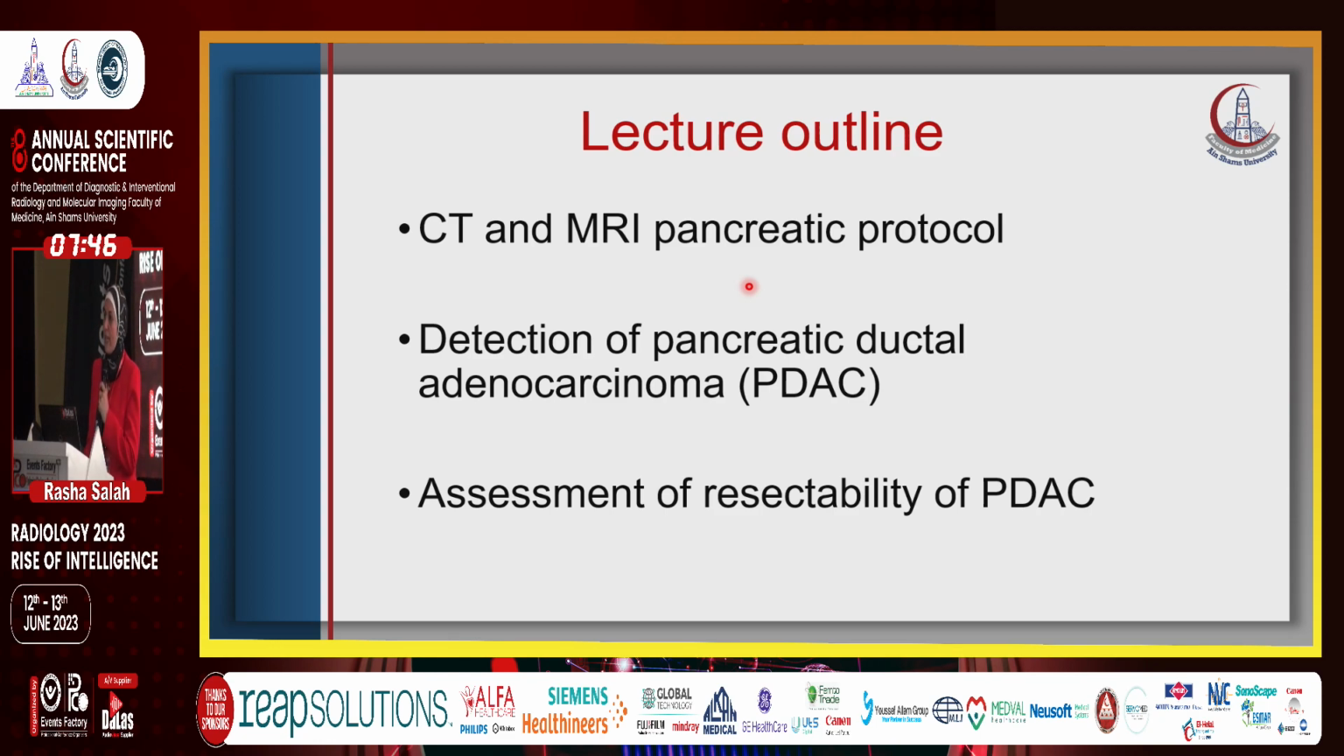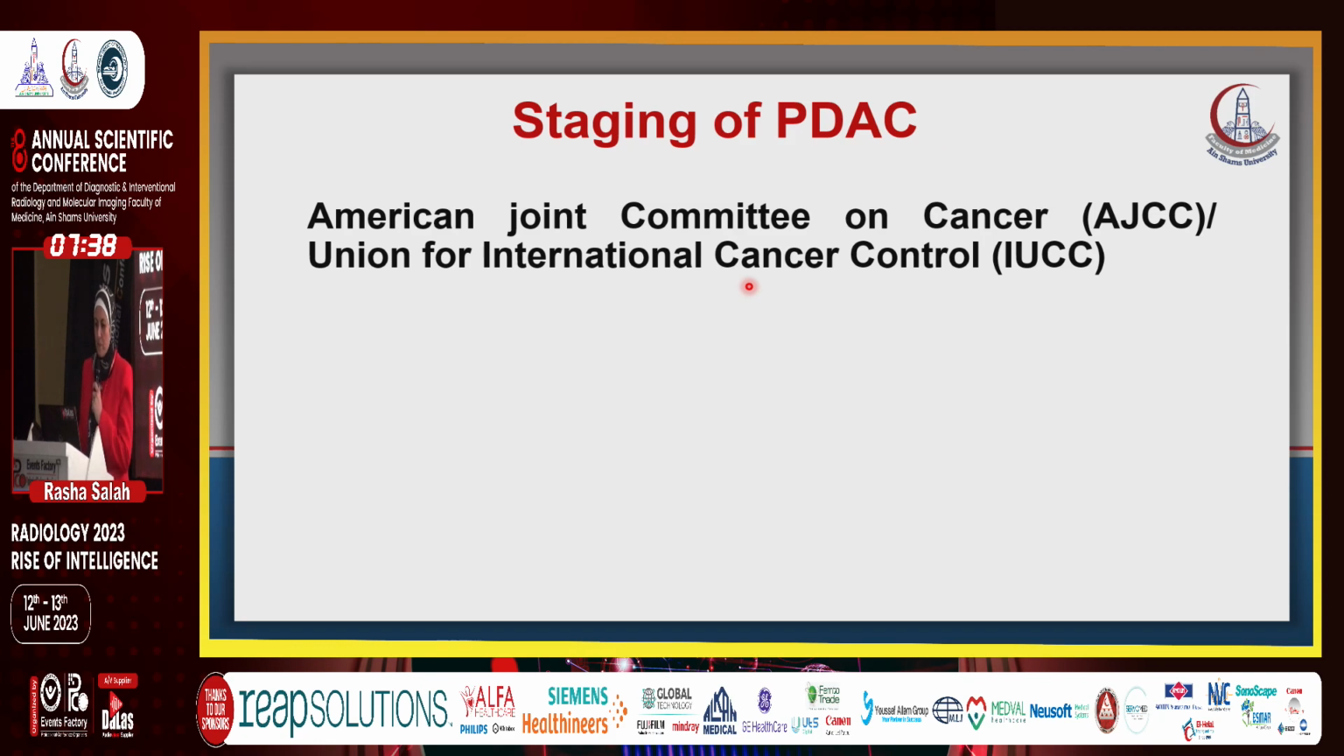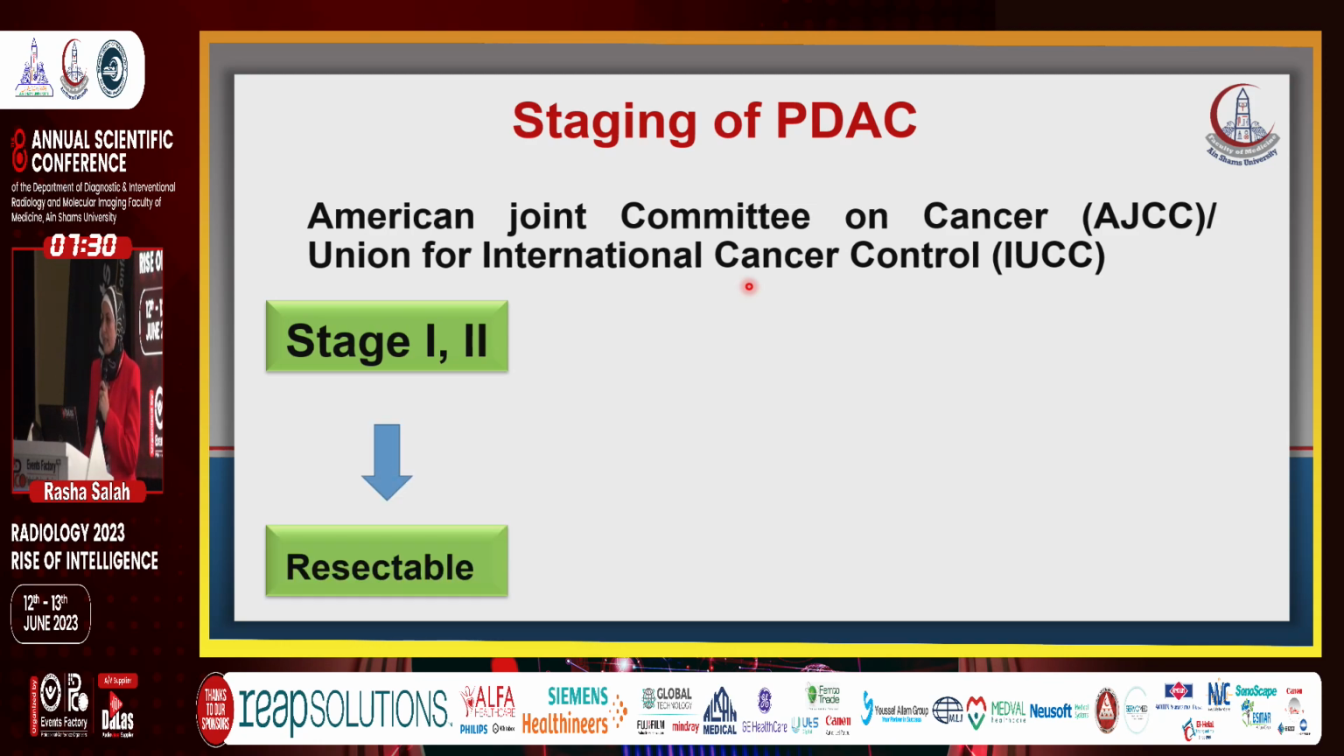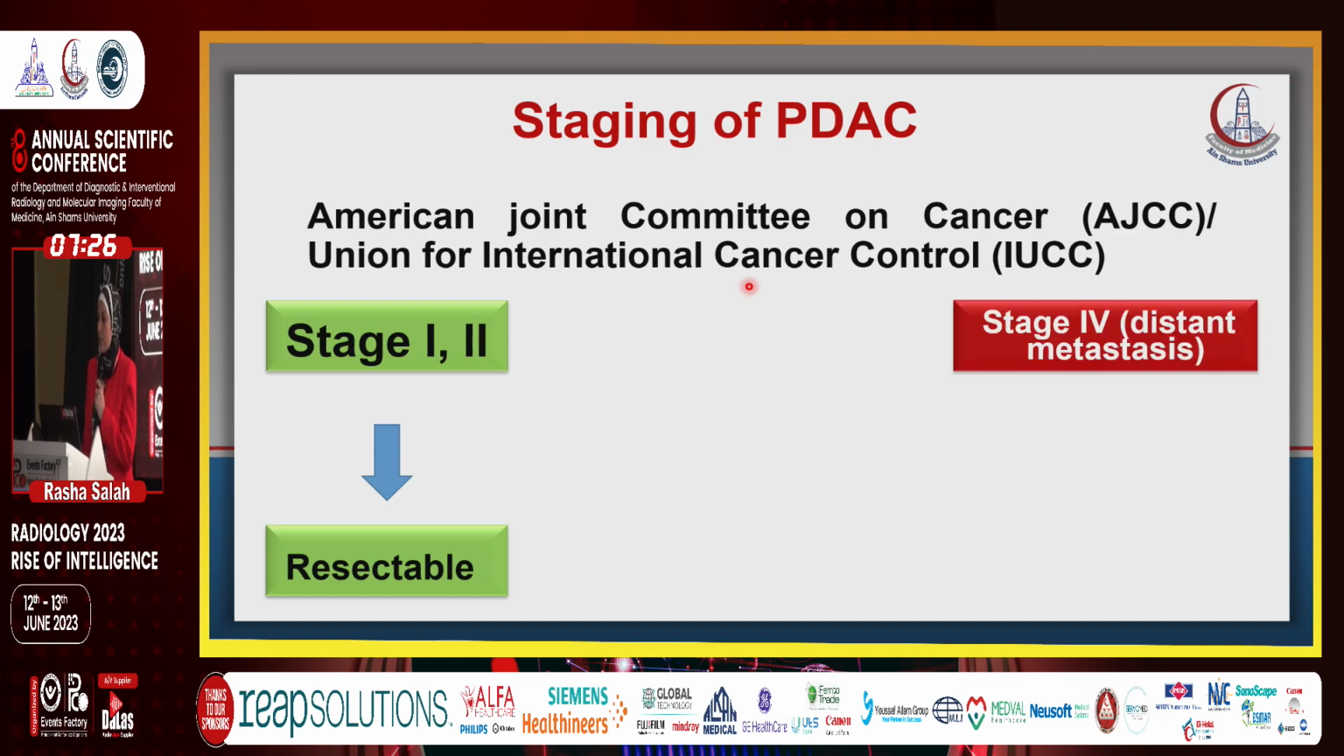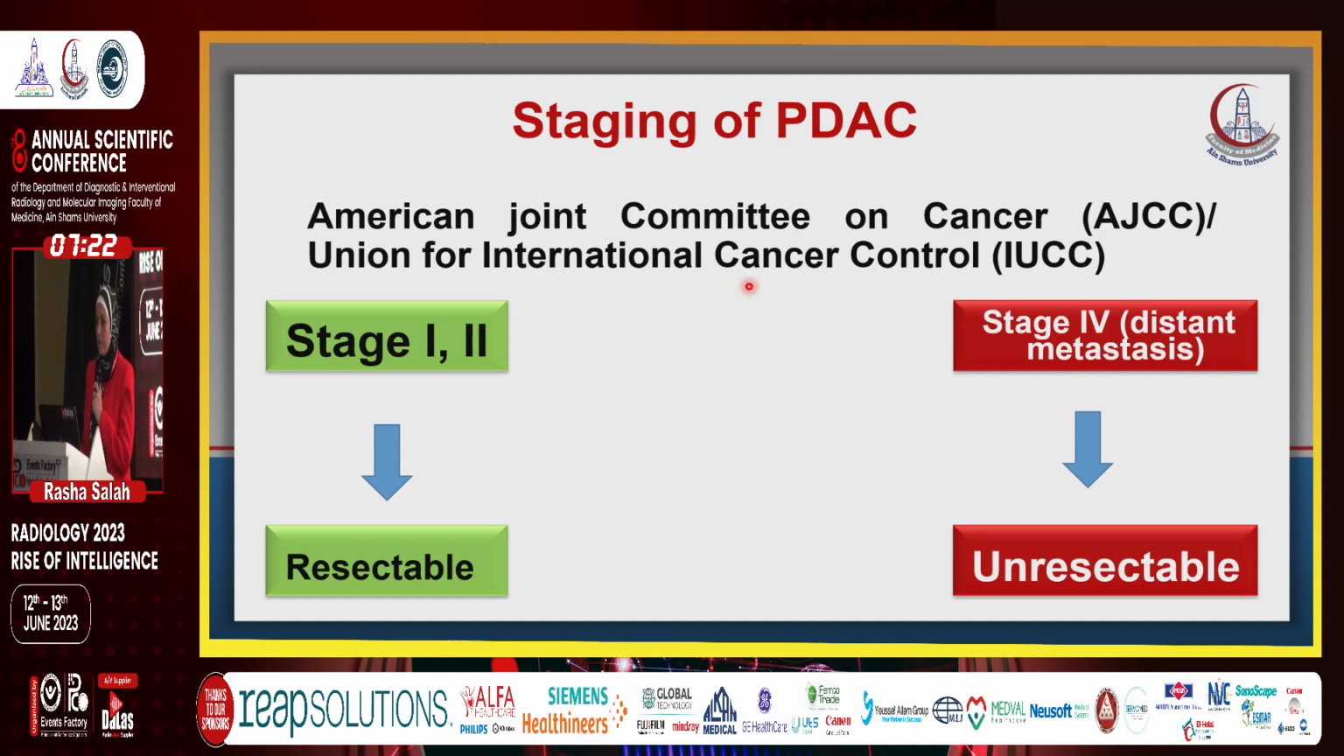Let's see how we assess pancreatic tumors by assessing their resectability, which is the cornerstone in staging of pancreatic cancer. According to the American Joint Committee on Cancer, pancreatic cancer is staged as stage 1 and 2, where it is a resectable tumor and can be surgically removed, while stage 4, which has distant metastasis, is also called an unresectable tumor.